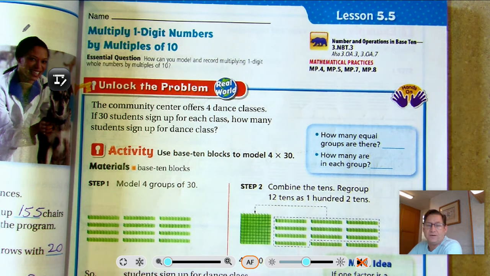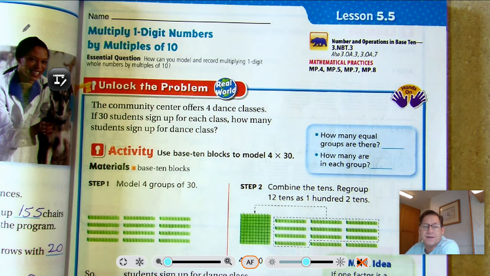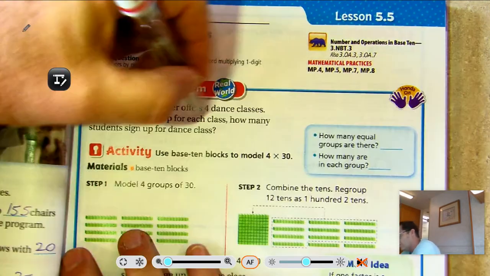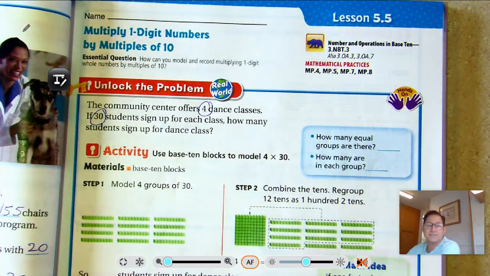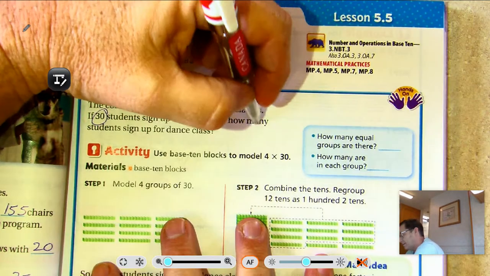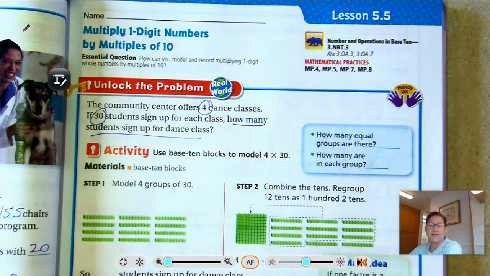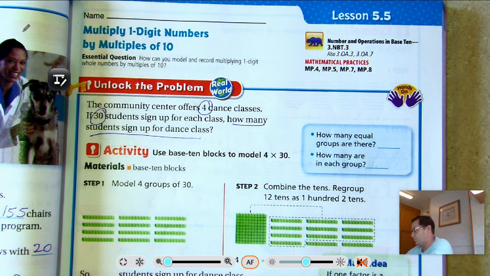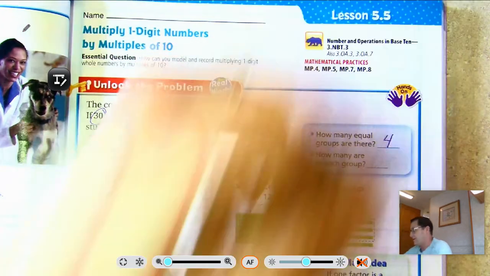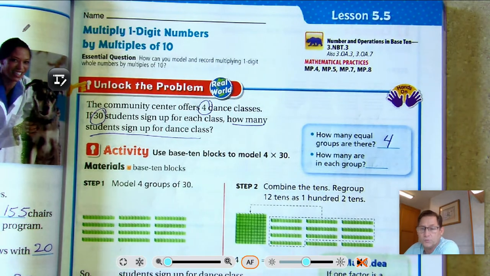The community center offers 4 dance classes. If 30 students sign up for each class, how many students sign up for dance class? So 4 dance classes, 30 students per class. How many students sign up for dance class? So how many equal groups are there? Well, each class is a group, so there's 4 equal classes or groups. And how many are in each group? 30 students.